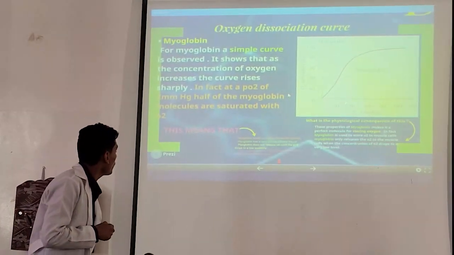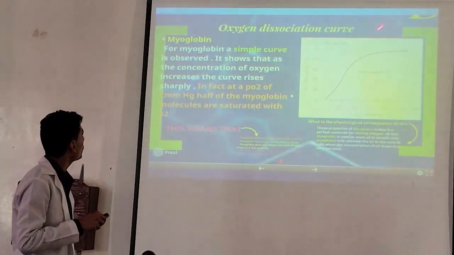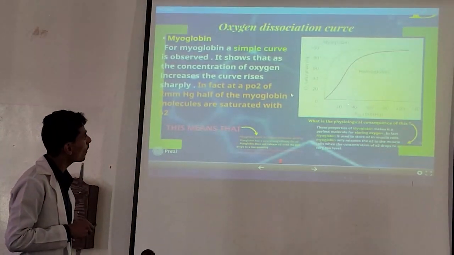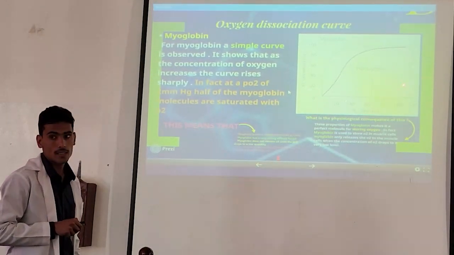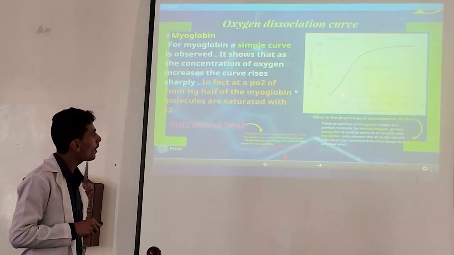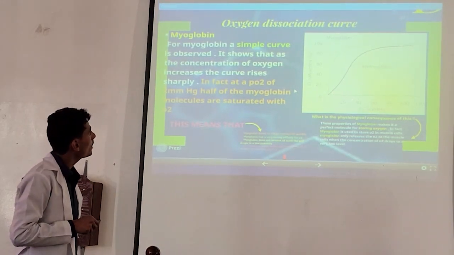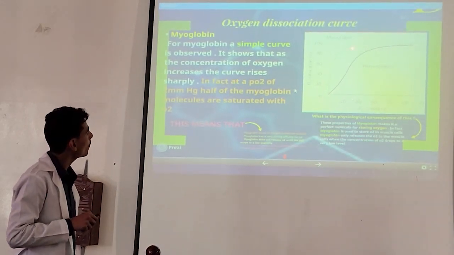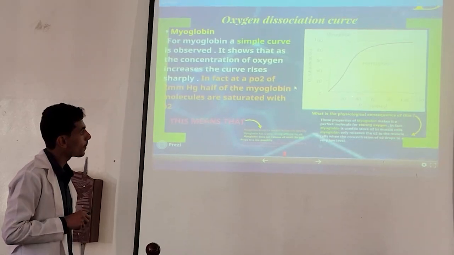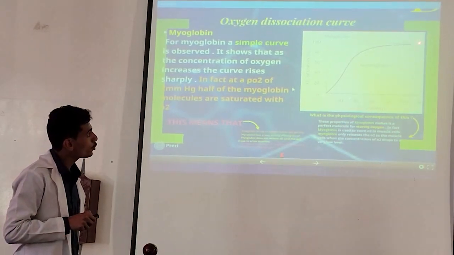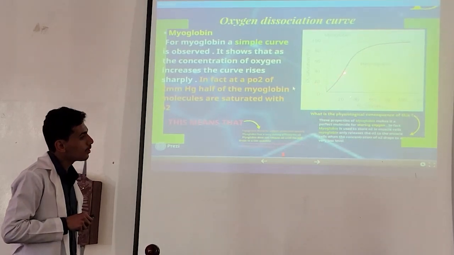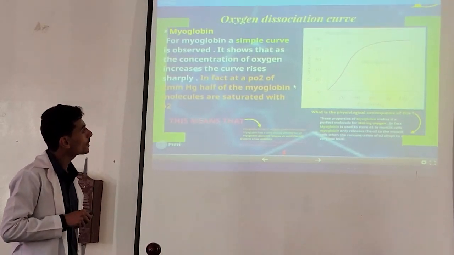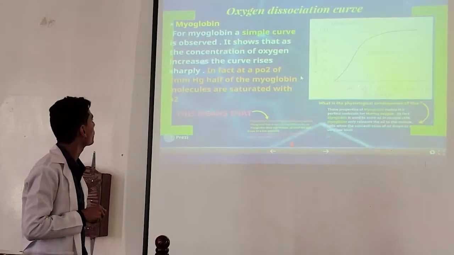So for myoglobin, a simple curve is observed. It shows that as the concentration of oxygen increases, here on the x-axis, there is a sharp increase in the binding curve of myoglobin. I can call this curve the dissociation curve if I explain it from this direction backwards, and the binding curve if I explain it from this direction forwards.